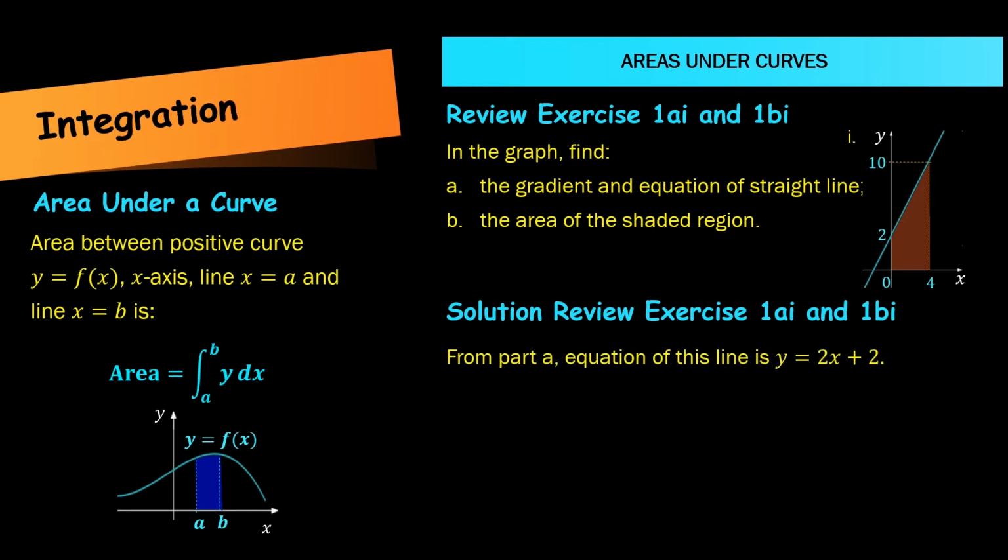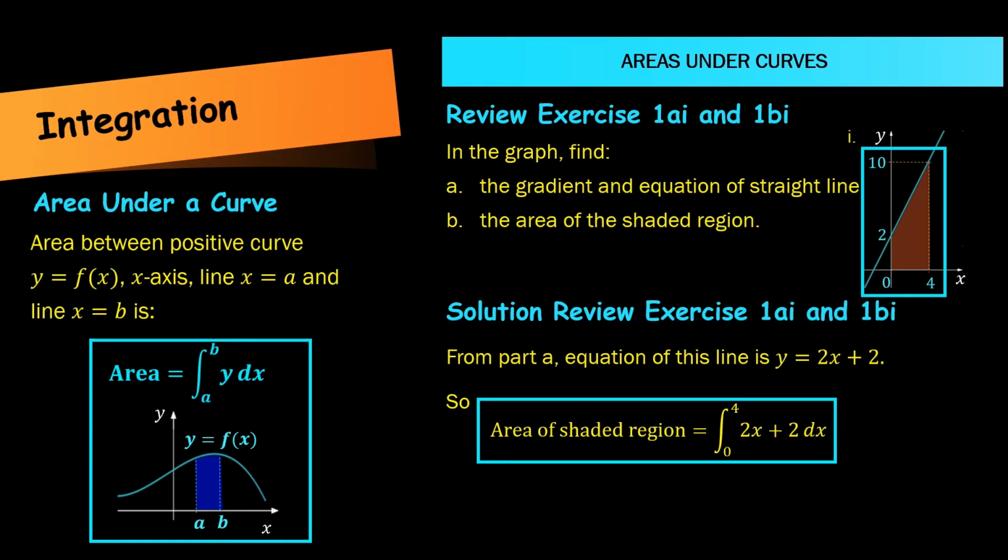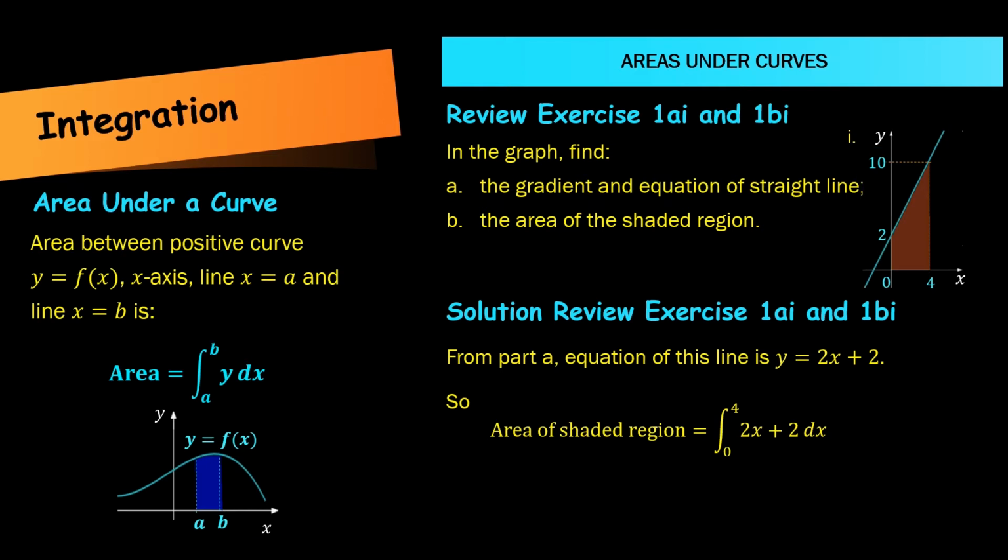Now let's find the area of the shaded region. So from part A, we have that the equation of this line is y equals 2x plus 2. So the area of the shaded region is the integral of 2x plus 2 with respect to x between the limits 0 and 4, as shown. This equals x squared plus 2x between 4 and 0.